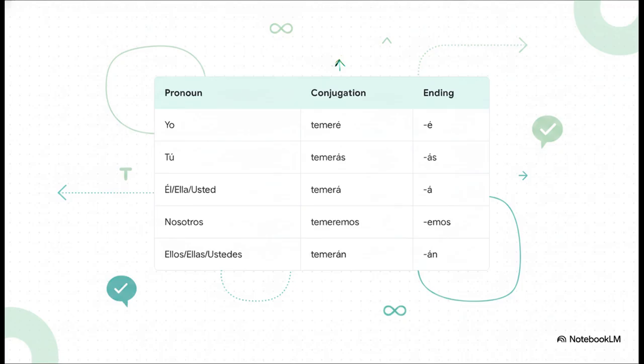Yo temeré, I will fear. Tú temerás. Él, ella, usted temerá. Nosotros temeremos. Ellos, ustedes temerán. Once again, that base word temer is beautifully preserved right there at the beginning, and we just glued our a, as, a, emos, and an endings right onto the back of the whole word.